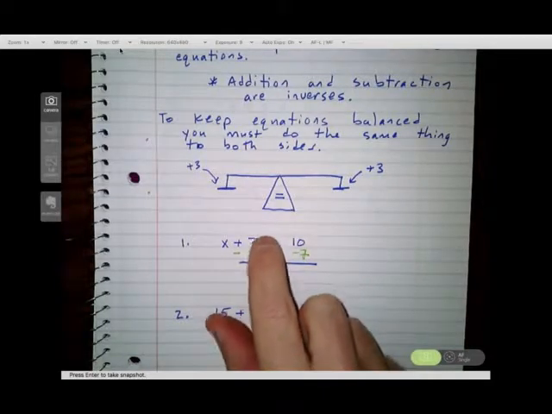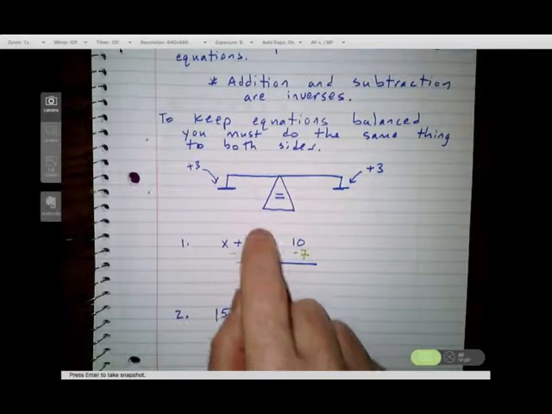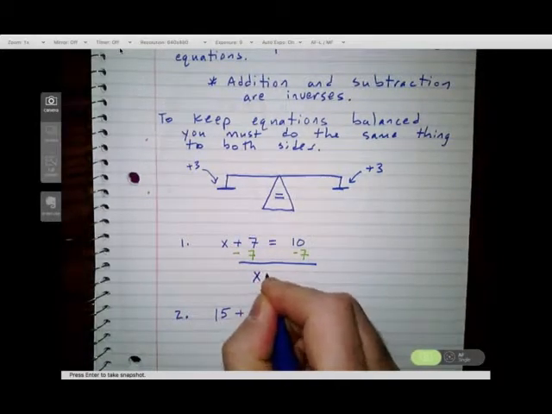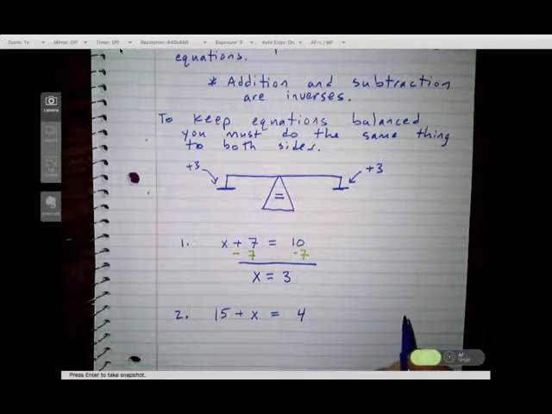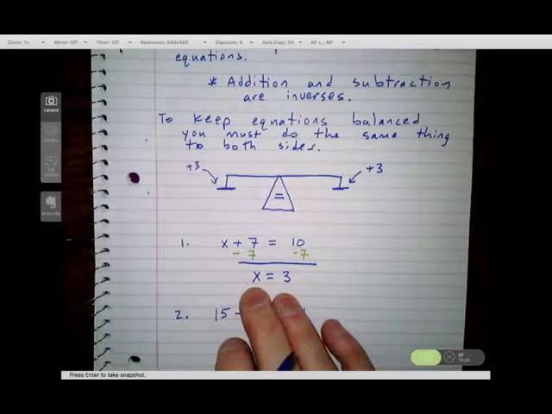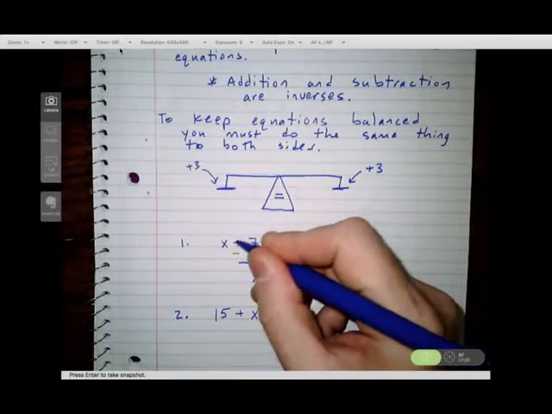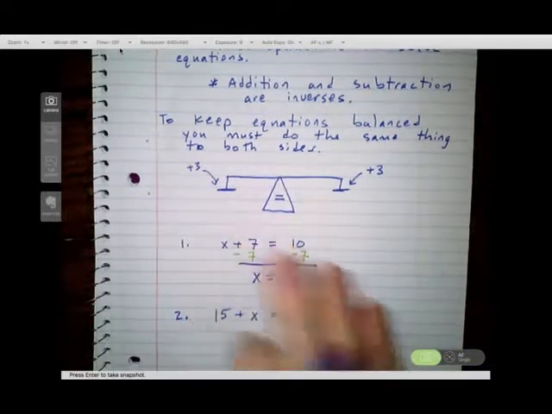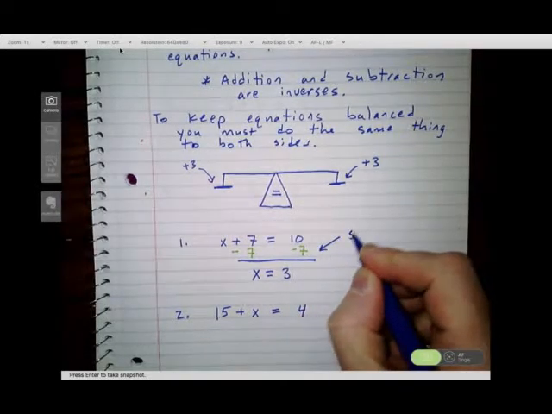Now here, 7 take away 7 is 0, so this just becomes nothing, and all that's left on this side is x. And 10 take away 7 is 3. So we subtracted 7 from both sides to get x is 3. Again, this makes a 0. 7 take away 7 is nothing, so it essentially goes away, and all that's left is an x. On your assignment, I'm going to want you to show your steps.